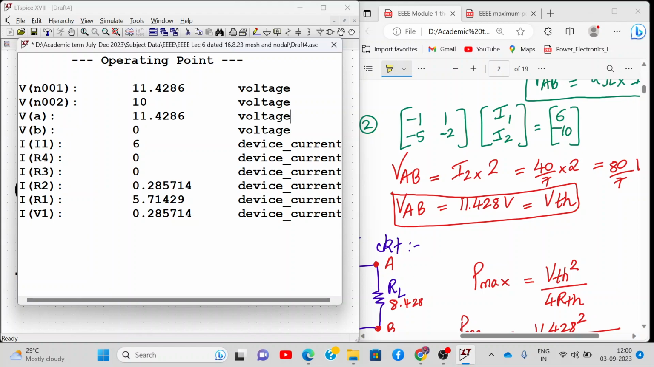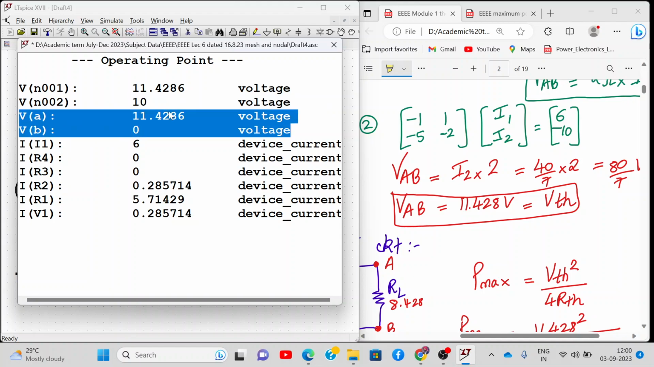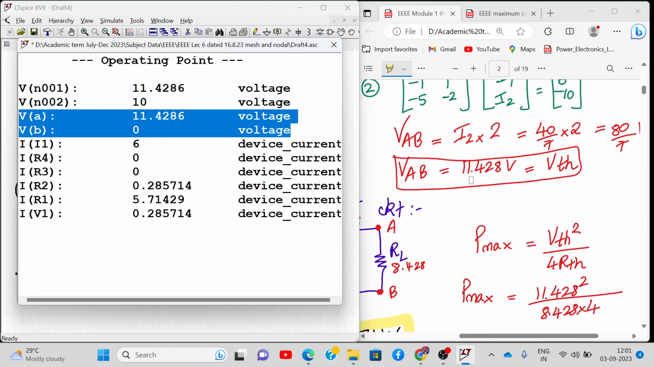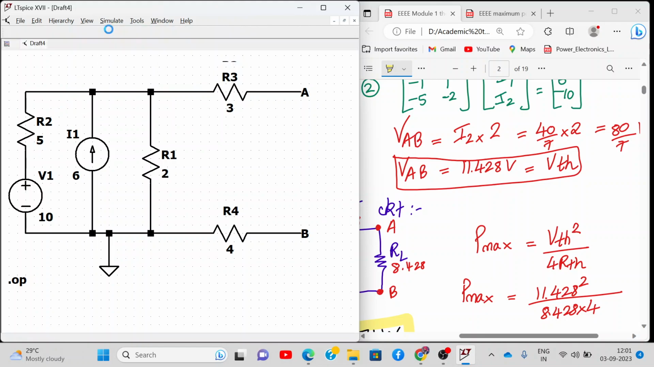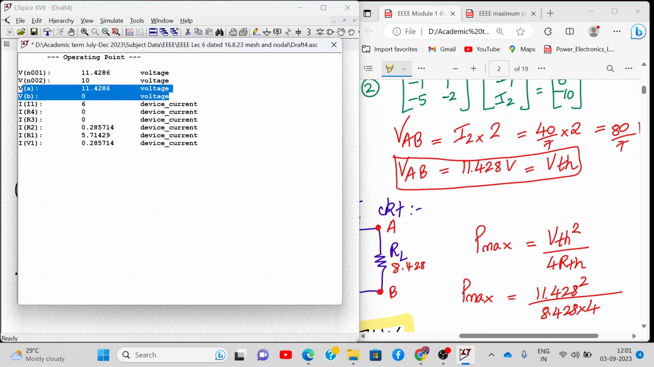11.428, right? See this. See, VAB is VA minus VB. Are you getting the same? Yes. So this is the way we can verify in simulation. So our VAB is, let me write it down. This is what we got, right?